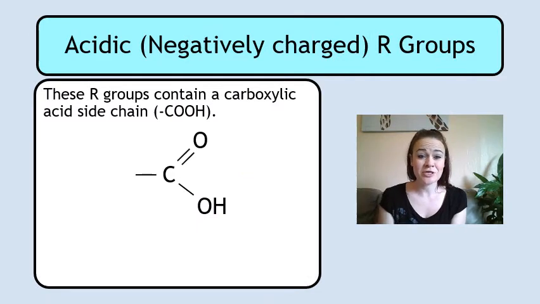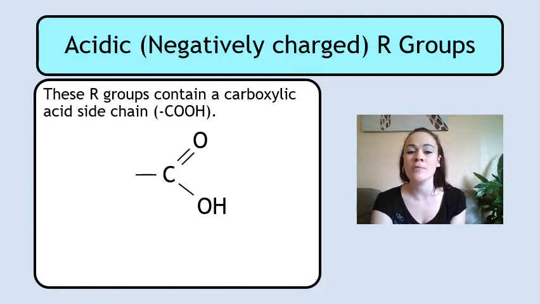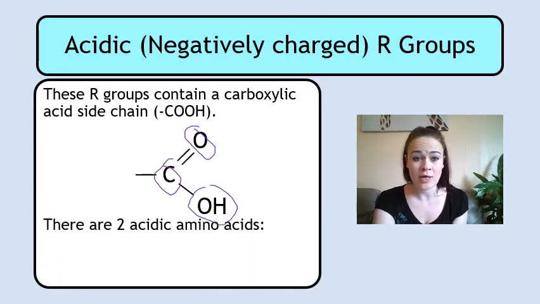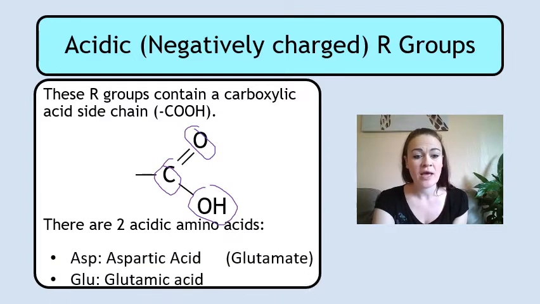So that brings us to our second group, which is our acidic R groups, and these R groups contain a carboxylic acid side chain, okay, and they're going to be negatively charged. So they've got 1 carbon double bonded to 1 oxygen, and then they've got a hydroxyl group as well. Now, there are only 2 acidic amino acids, aspartic and glutamic acid.